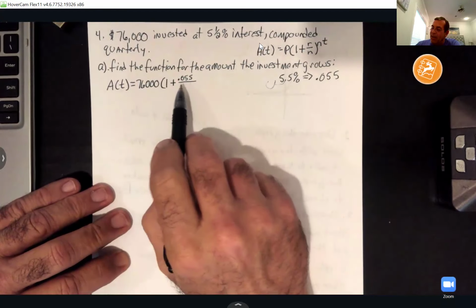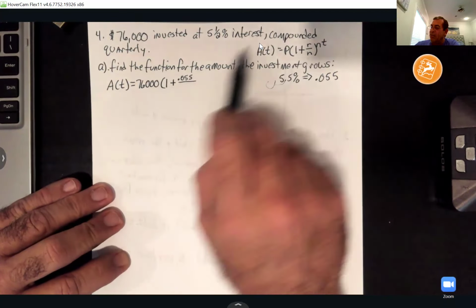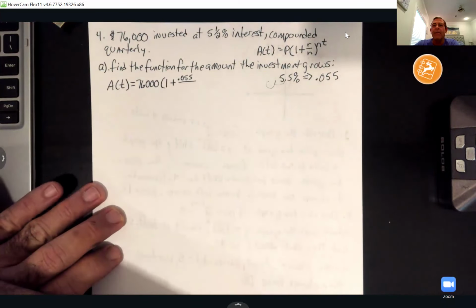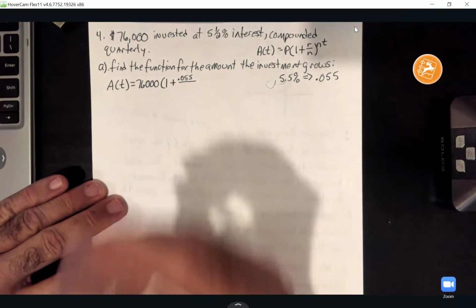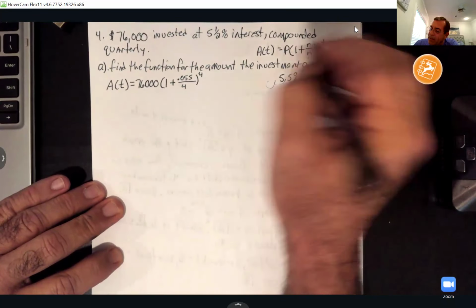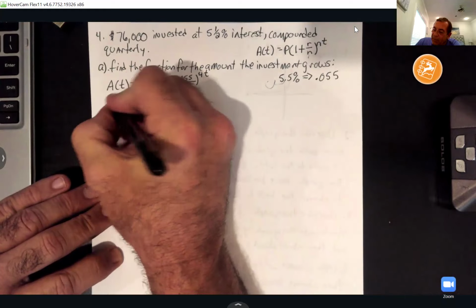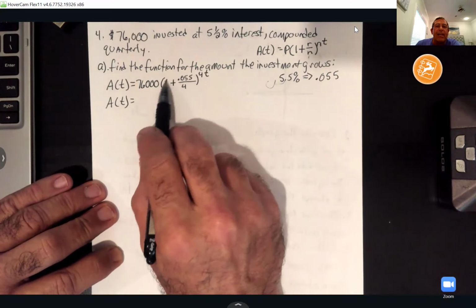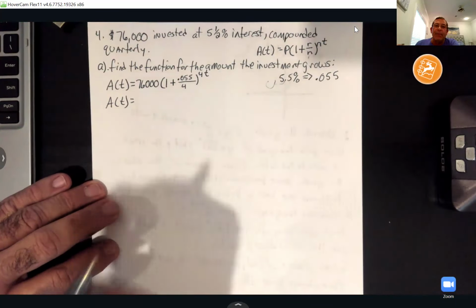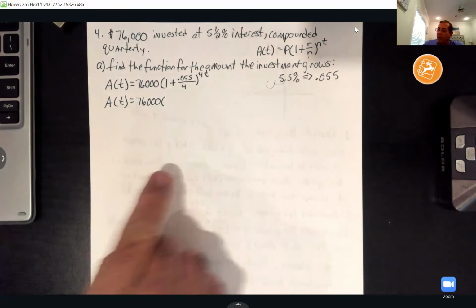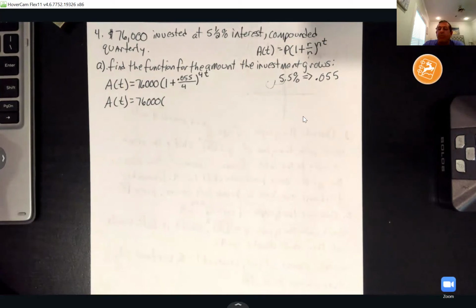0.055. How about n, my number of compounds? If it's compounded quarterly, how many times is that a year? 4. All right, y'all, and then remember, the 4 goes here because the n's in it twice, and then t. Now, we've got the formula, but MathLab likes this part inside the parentheses to be simplified more. So you got to bring down your 76,000. On the calculator, we got to punch in and see what that 1 plus 0.055 divided by 4 equals.